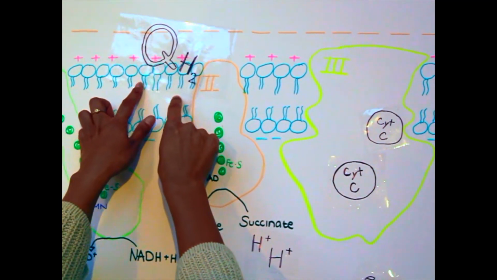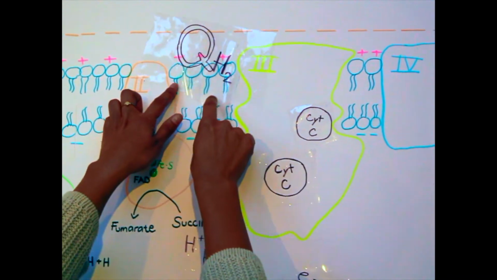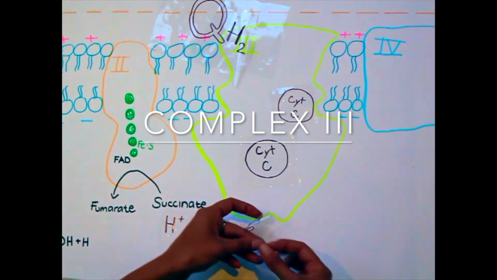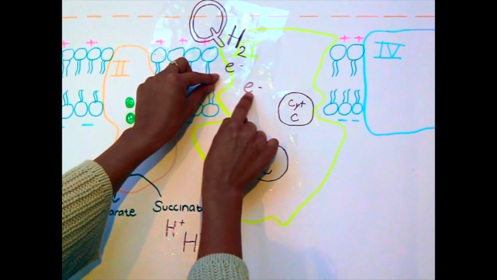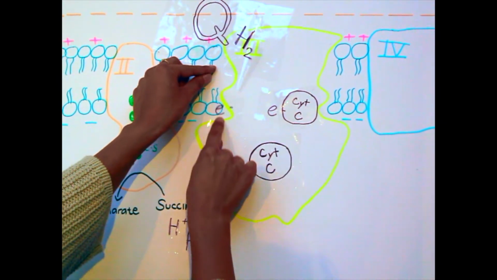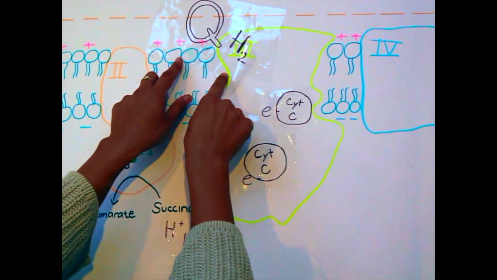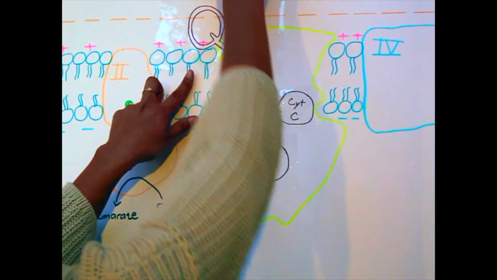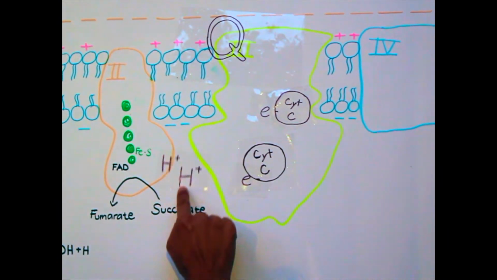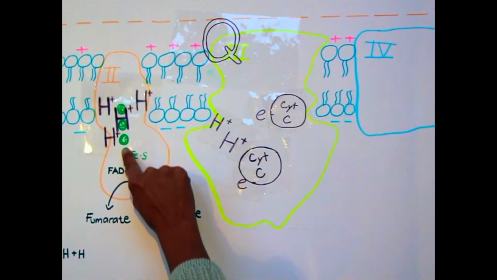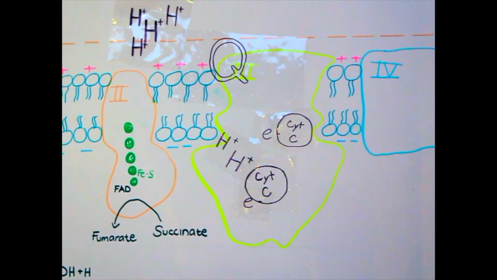QH2, coming from complex 1 or 2, will go to the binding site of complex 3, also called cytochrome C oxidoreductase. It will donate its 2 electrons, 1 each, to cytochrome C. Q goes back to its fully oxidized version. 2 protons will be used in this process, and 4 protons will be pumped out into the intermembrane space.